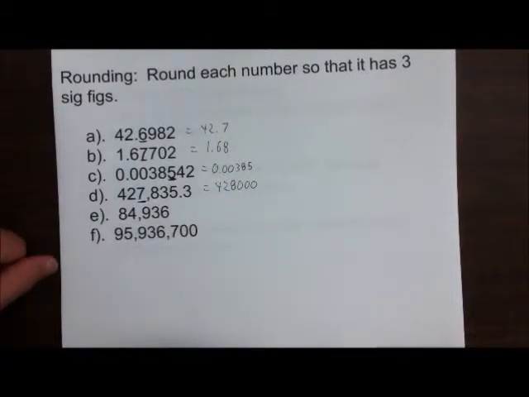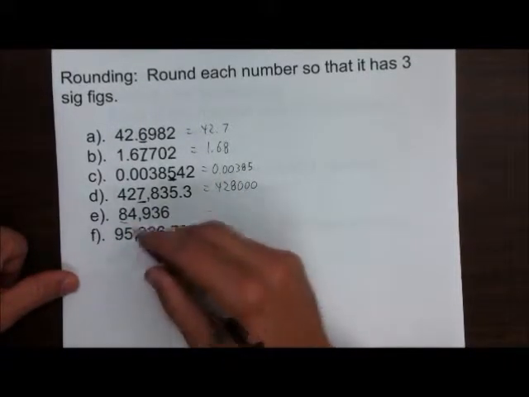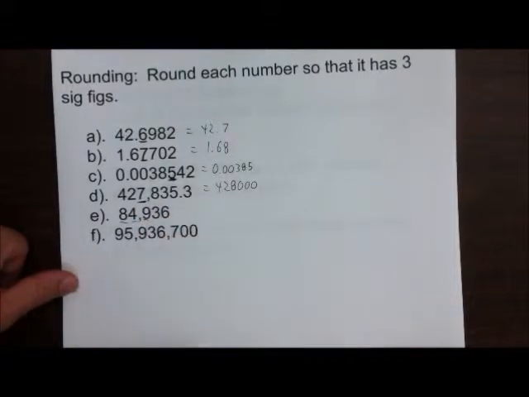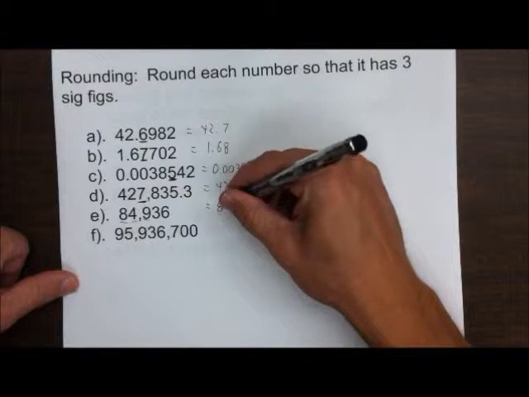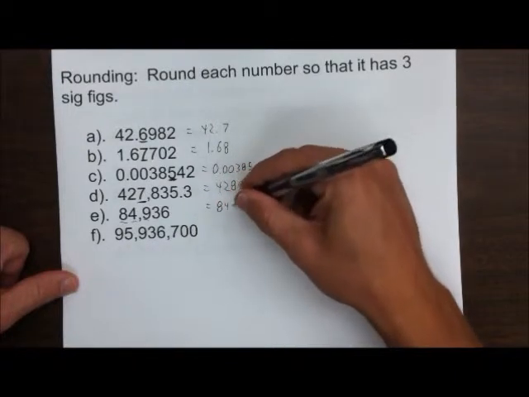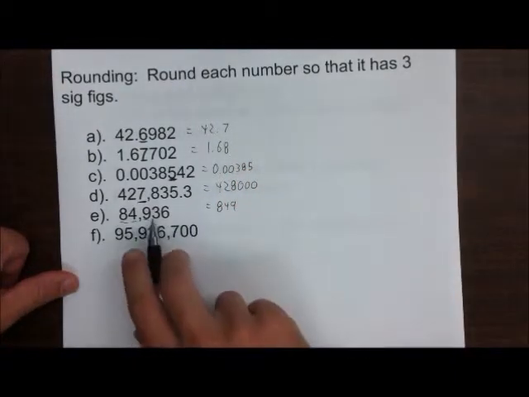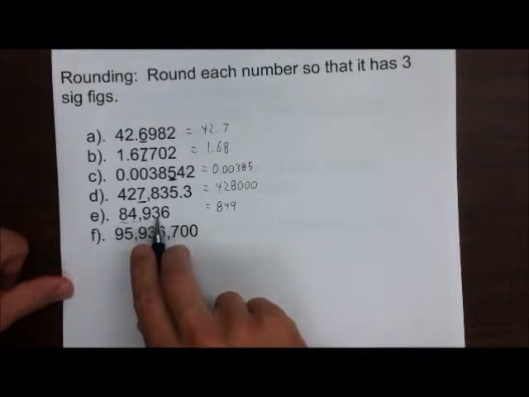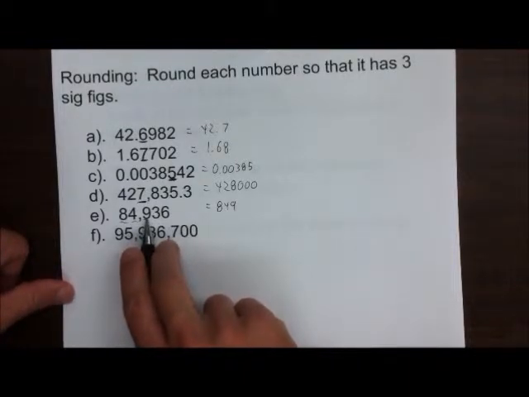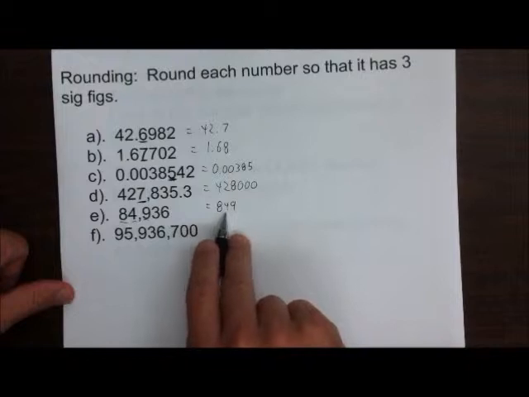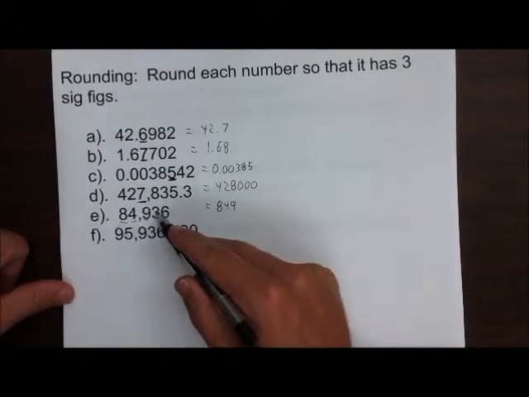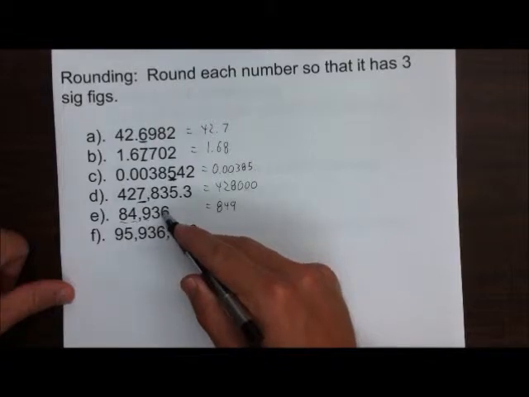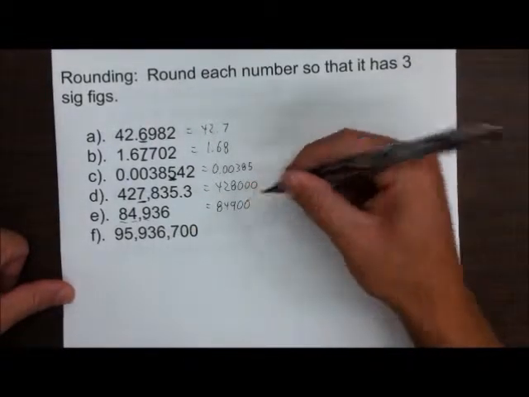Likewise with the next one. We're going to count 1, 2, 3. We want to round that 9. So this equals 8, 4, 9. Looking at the 3, we're going to keep the 9 as is, but you can't make this 849 for the same reason you couldn't make this 428. So whatever we're going to get rid of, we have to keep the place of, so we're going to keep them as zeros.